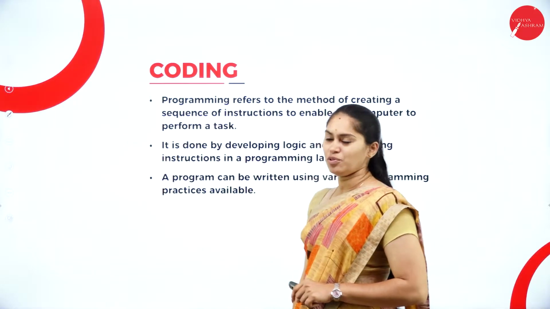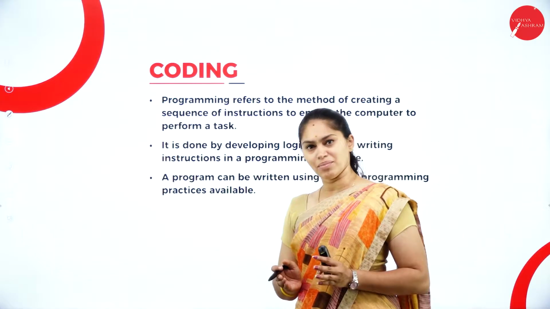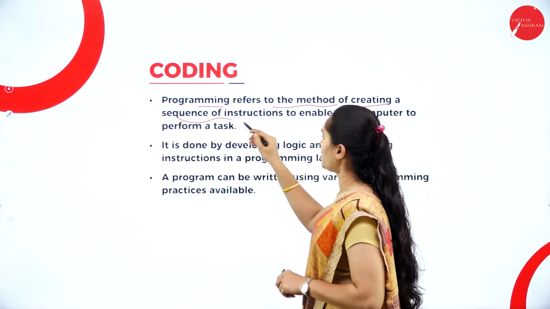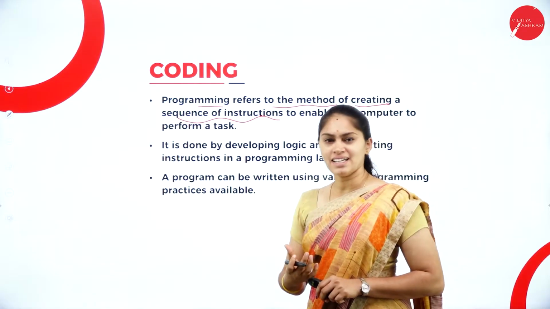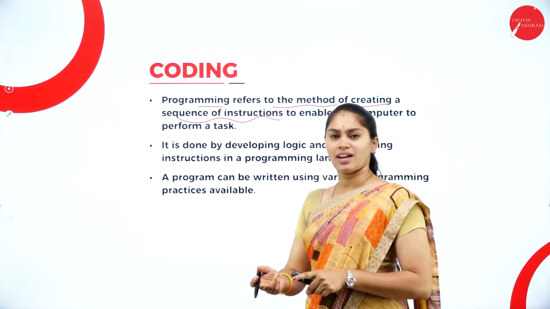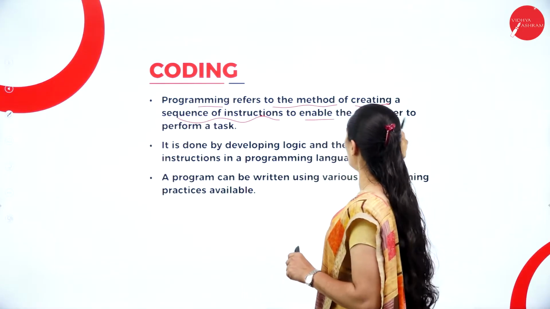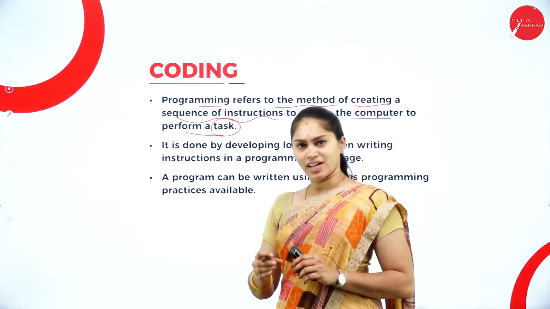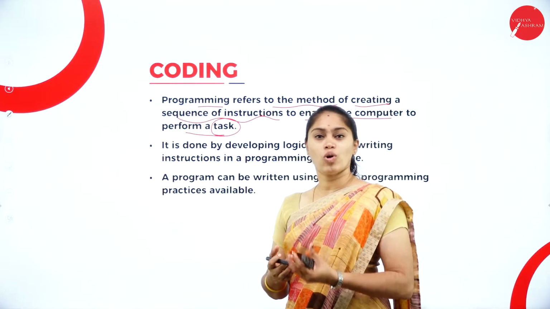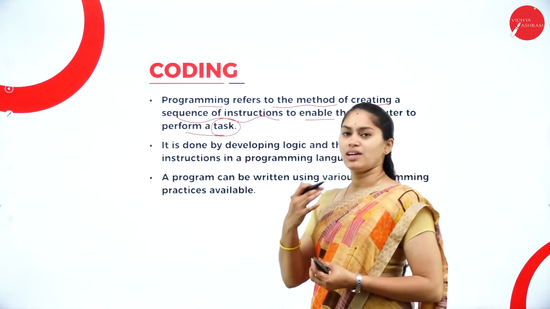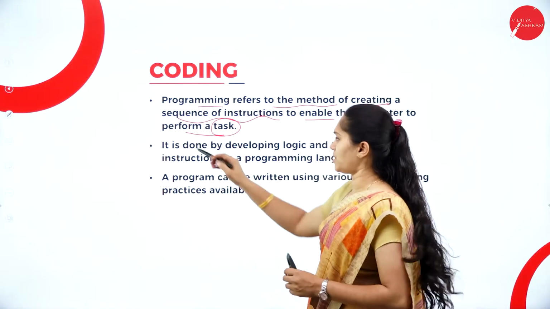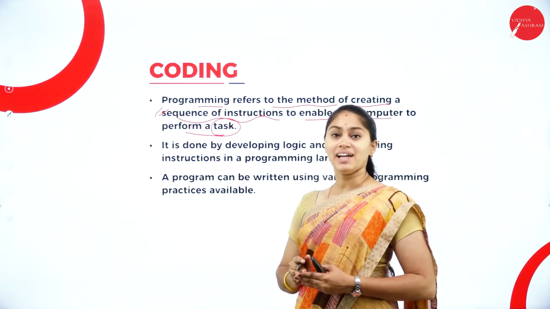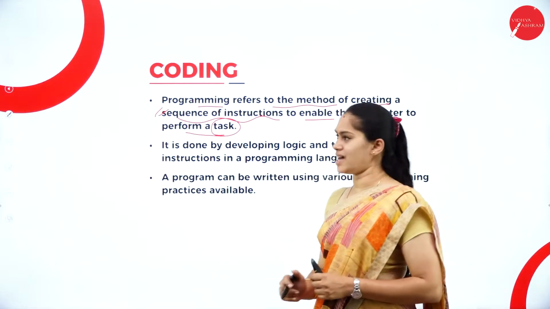We'll now see what coding or programming means. Here programming refers to the method of creating a sequence of instructions. So we are building a sequence of instructions. For whom are we writing this? In order to make the computer perform a task. Mainly in order to satisfy the requirement of a customer, we have to write code. That code is nothing but what? Programming. Here we are writing a sequence of instructions, that is code, mainly to make the computer active to perform an intended task. That process is called what?